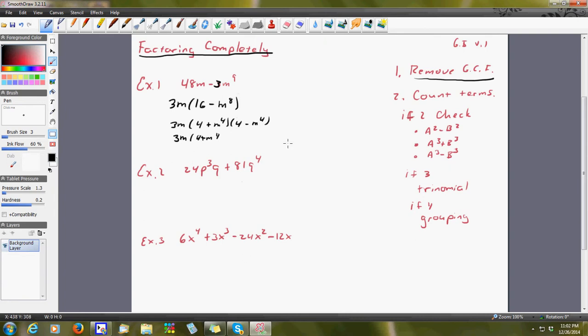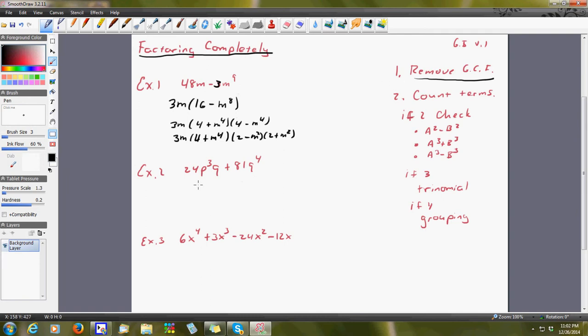Oh, goodness me, my handwriting's getting abysmal, as I've done a number of videos tonight. So 4 minus m to the 4th becomes 2 minus m squared, 2 plus m squared, and that's it. 1, 2, 3, 4. I now have 4 factors, but it is factored completely. I'm going to do my next example.